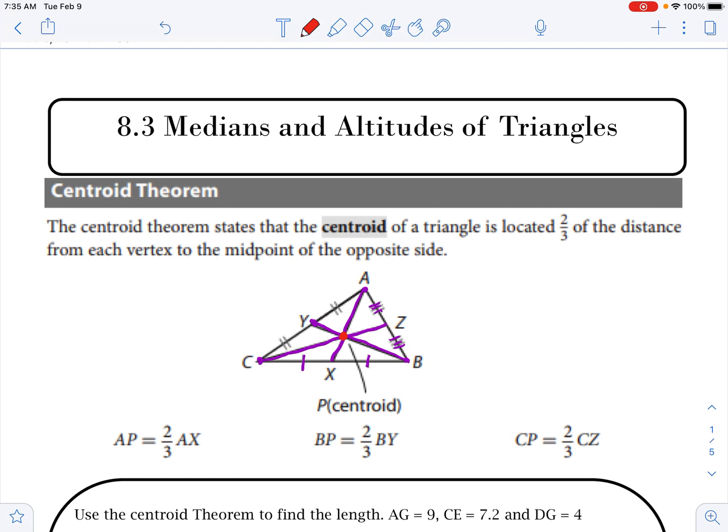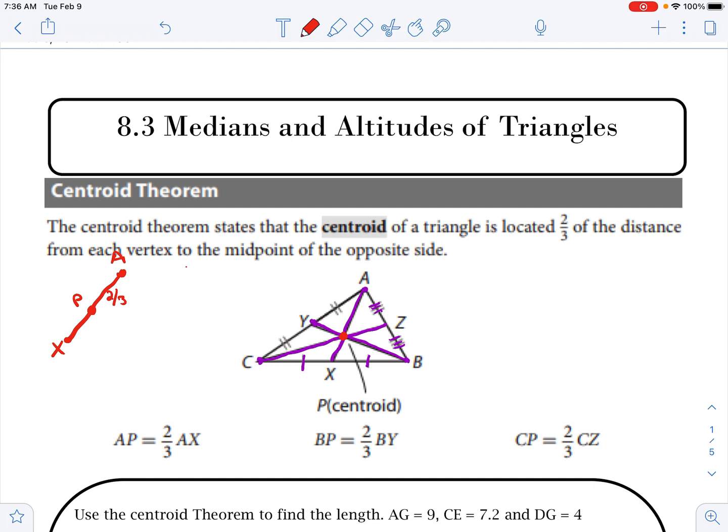All we need is two medians to get a centroid, where those meet. And what it breaks up into is a proportion. Each median is broken up into a proportion of 2/3 and 1/3. So when we talk about A to X, where I have that centroid, this is A to X, okay? A to that centroid, which is P in this case, from the vertex to the centroid is 2/3 of the entire length.